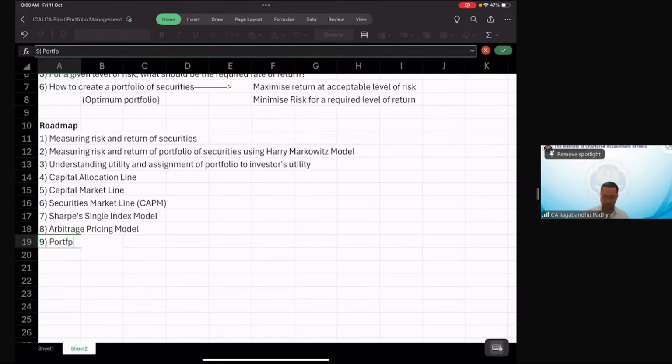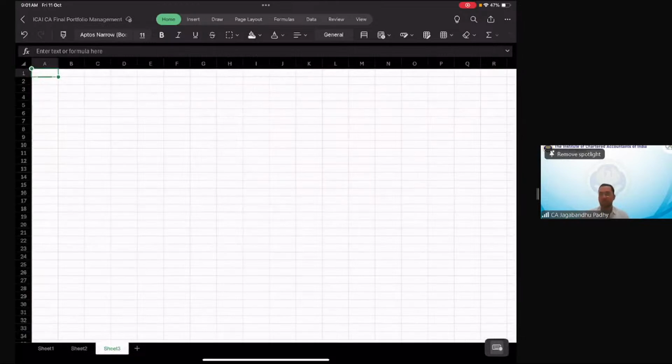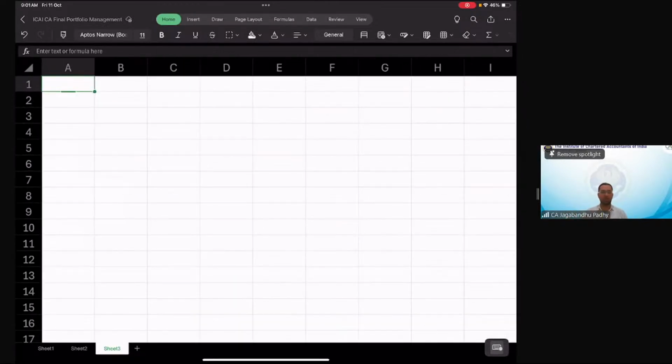So let's say if you have created a portfolio, how do we determine how well our portfolio has performed? So portfolio performance measures. Okay, so this is a roadmap of our entire topic. These are the things that we are going to cover up. Okay, then let's go for the discussion about the first part.